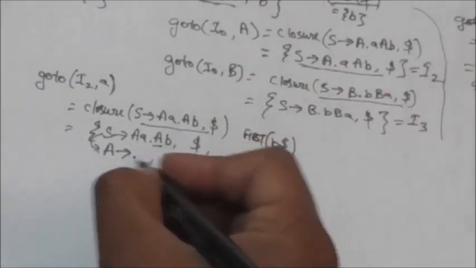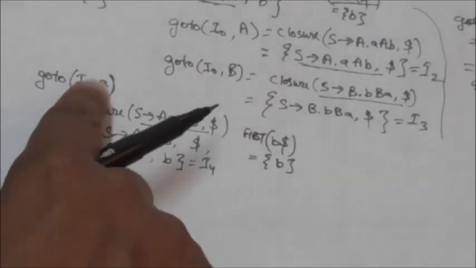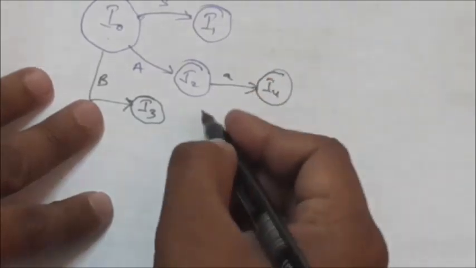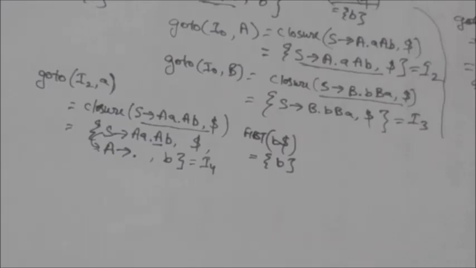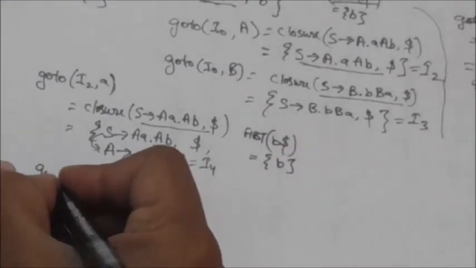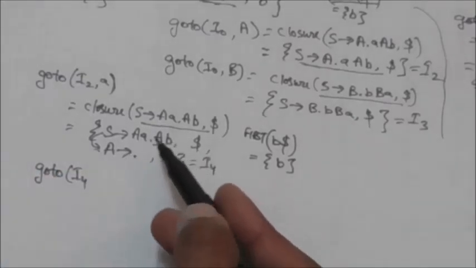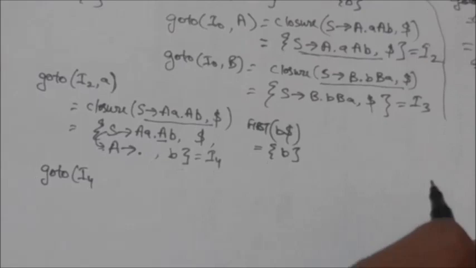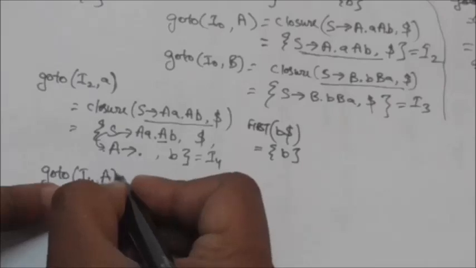Now suppose this is the state I4 of DFA, right? So when the DFA is in state I2 and reads the terminal symbol A, it jumps to state I4. So here I have shown it in transition diagram. Now let us find the transition of state I4. Now see that in state I4 whatever the items are there, in them dot is preceding only the non-terminal symbol A. So here we can find transitions of this state I4 only for this non-terminal symbol A. So we have to evaluate go to I4A, right?